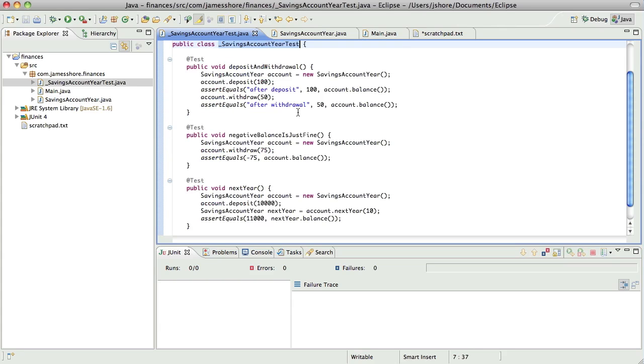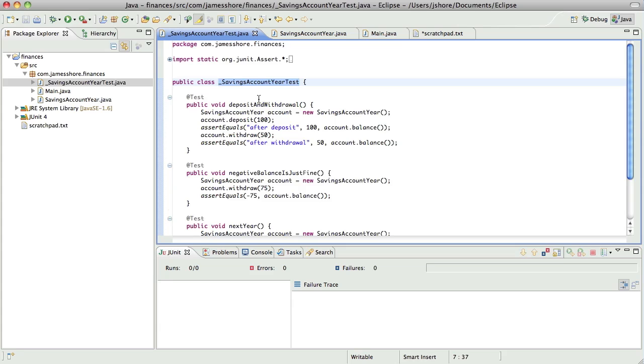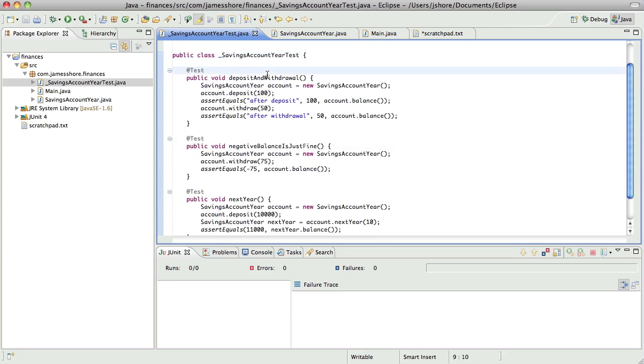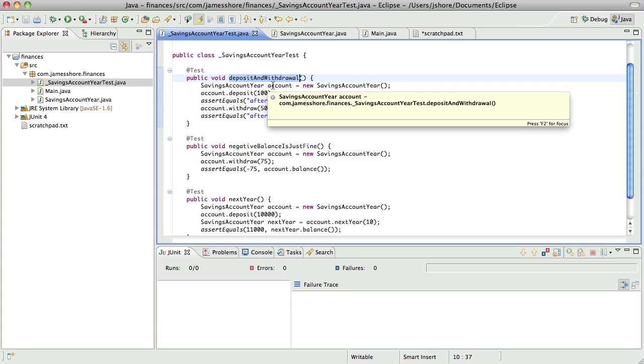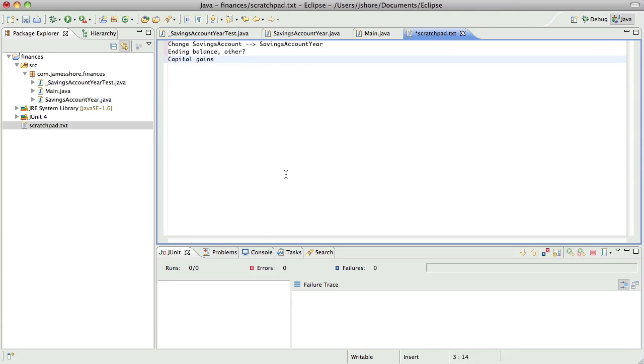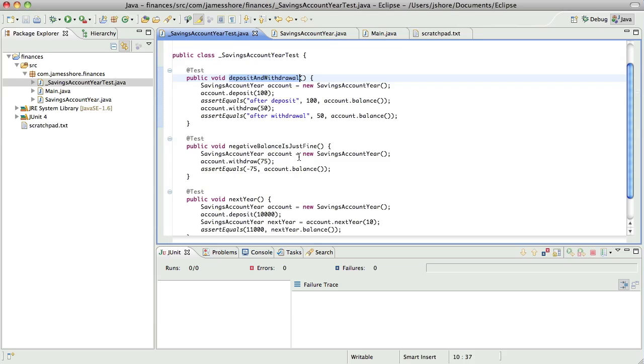Now, one thing that we have here, we have this deposit withdrawal idea, and for long-term projections, I don't really know if that's what we want. I think what we're going to have is some sort of transferring money between accounts. I'm going to add that to the scratch pad. But I'm going to leave it like it is for now.